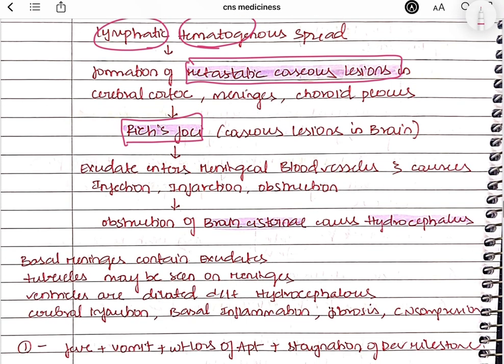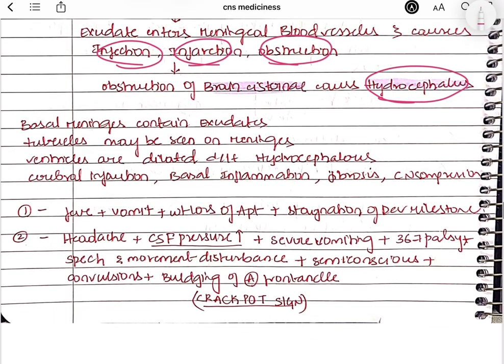These exudates will cause infection, infarction and obstruction in the blood vessels, leading to hydrocephalus, increased intracranial pressure and also cerebral ischemia. All this you can see in the imaging. The basal meninges will have exudate, tubercles can be found, ventricles are dilated, and cerebral infarction and basal inflammation can all be seen, right?